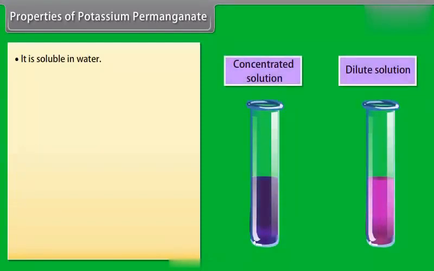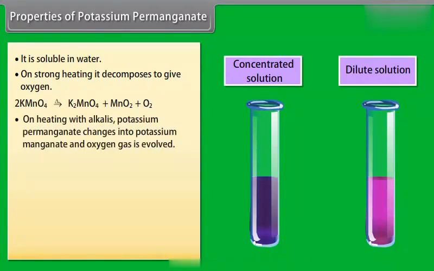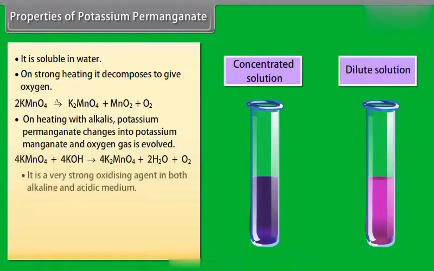Its aqueous solution has purple color if concentrated, but if the solution is dilute, it has pink color. On strong heating, it decomposes to give oxygen. On heating with alkali, potassium permanganate changes into potassium manganate and oxygen gas is evolved. It is a very strong oxidizing agent in both alkaline and acidic medium.